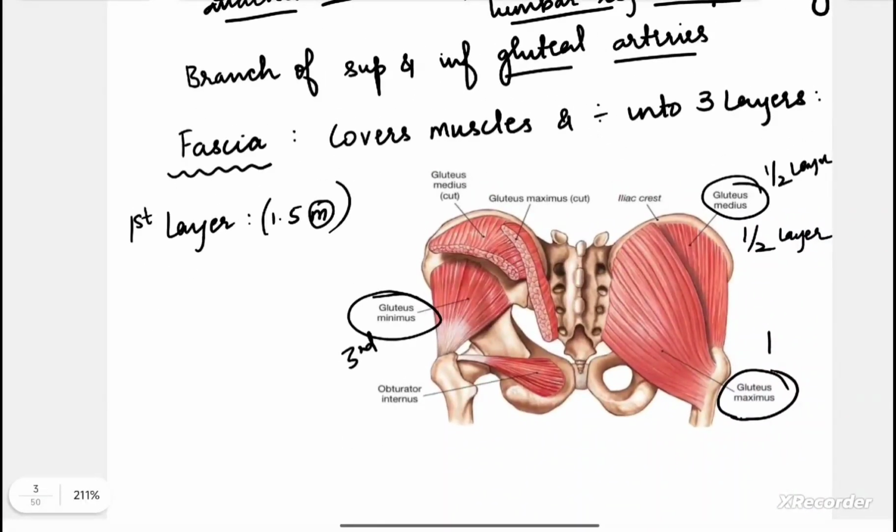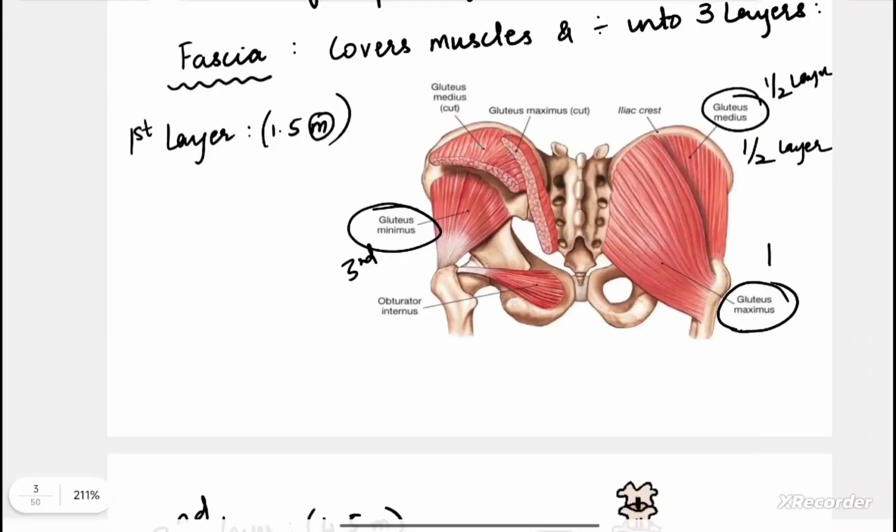Now, fascia covers the muscle and is divided into three layers. The first layer includes 1.5 muscles. Which muscles? The first layer is the gluteus maximus, which covers the inferior part of the posterior side of the iliac crest to the greater trochanter. See this one. And a half layer of gluteus medius.